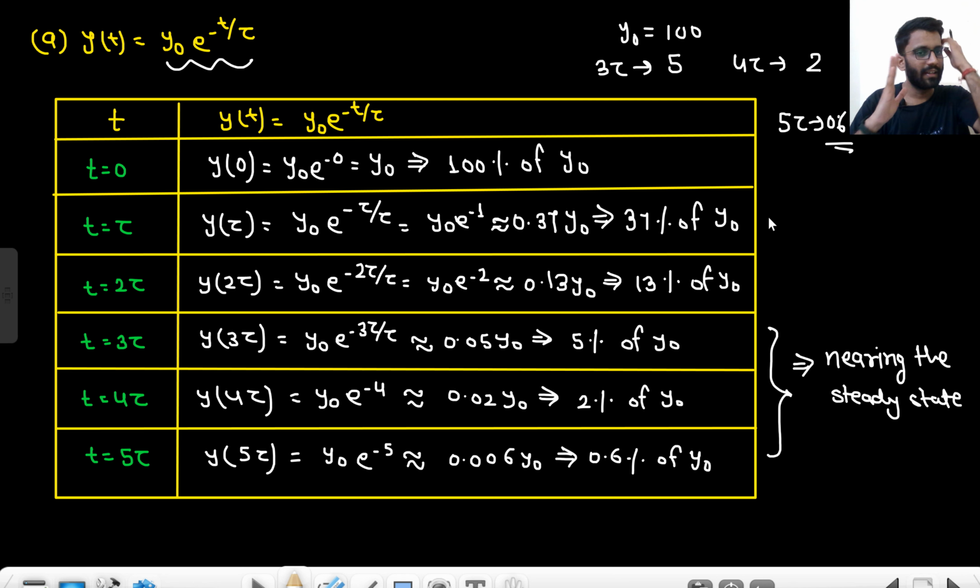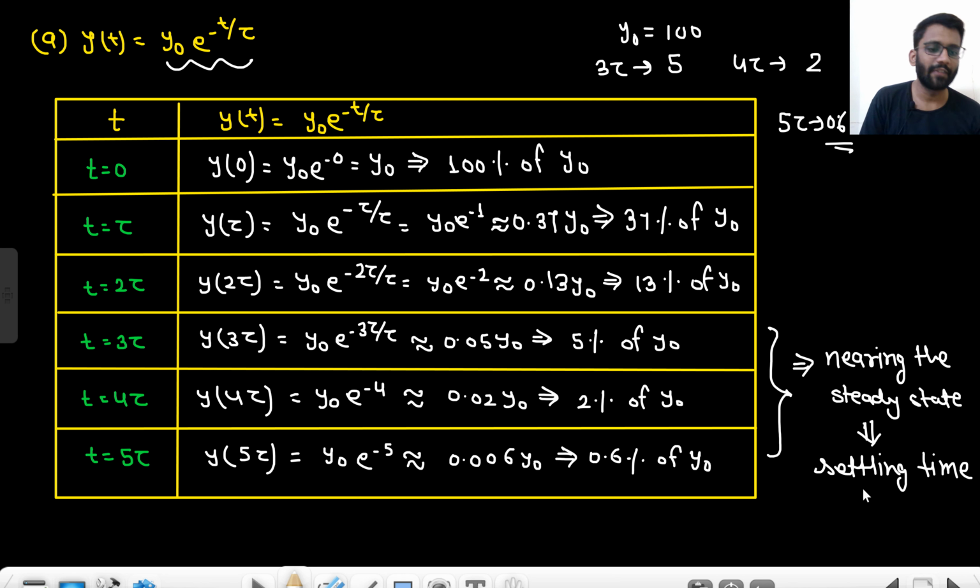Now it depends on the person who is asking you the question. Nearing steady state is called settling time. If someone asks what the settling time is, someone will say it is 3 tau, someone will say it is 4 tau, and someone will say it is 5 tau. What tau is, we will see later, but I'm talking about settling time now. Everyone is correct, but the person asking the question has to tell you how much error he wants.